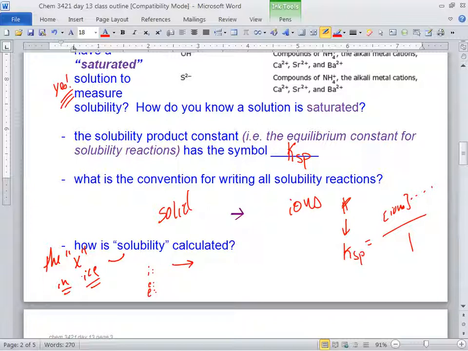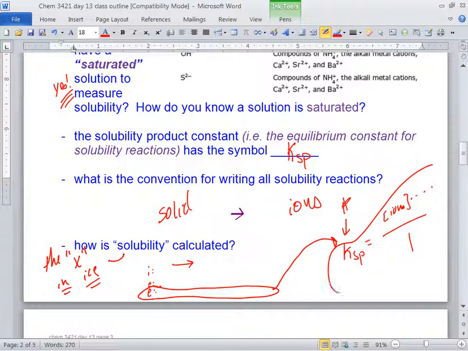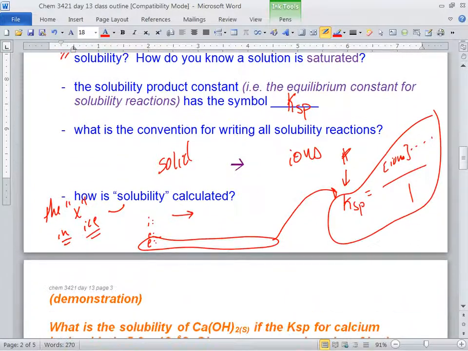You set up your ice table, and then we're going to have to put in this whole equilibrium row, because Jeff got us halfway there. This whole equilibrium row, you put it into this Ksp expression, and then you just solve for X. That's going to be the game we're playing. Okay, so let's try one of these.